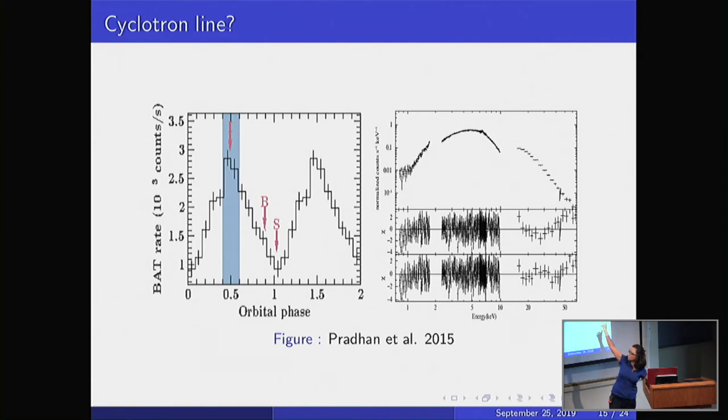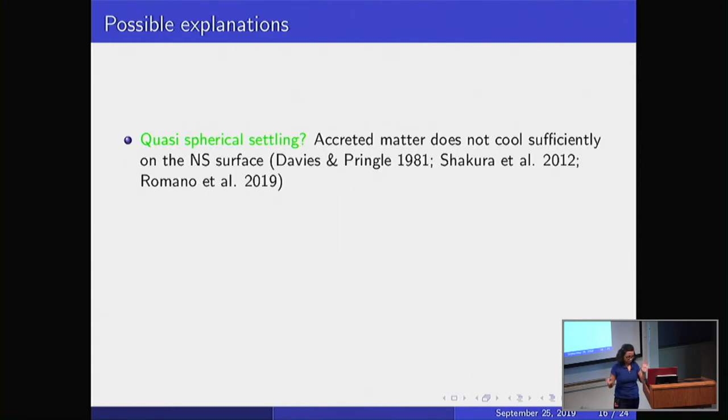There is a debatable cyclotron line there which we don't really identify, but the good thing about this source is that we have a NuSTAR observation scheduled coming up in this cycle, so probably we'll be able to at least put this to rest, whether or not there is indeed a cyclotron line here, and then study the magnetic gating mechanism in more detail.